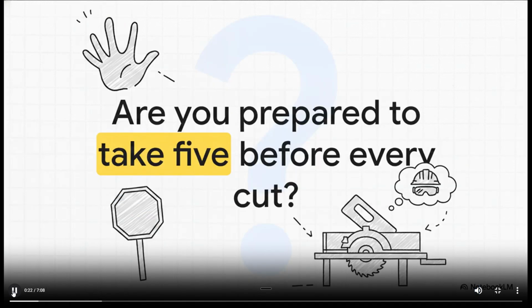But before we even touch the machinery, you've got to ask yourself a really critical question. Are you prepared to take 5 before every cut? You know, when you're cutting hundreds of boards a week, it is incredibly easy to just fall into a state of autopilot. Taking 5 means actively breaking out of that autopilot. It means taking a deliberate breath, grounding yourself in the moment, and really prioritizing personal accountability and hazard awareness. Because let's be real, procedures and manuals only work if you are mentally present enough to follow them.